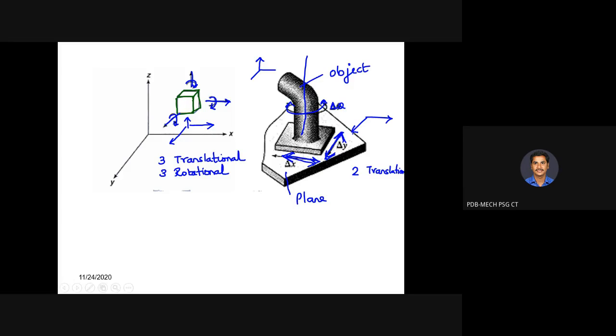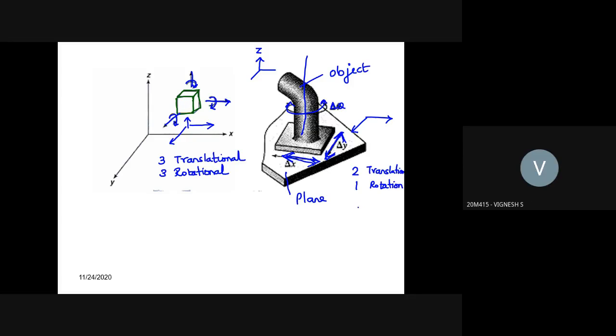அப்படின்னு ரொட்டேட் பண்ணும்போது என்ன ஆகும்? டில்ட் பண்ண வேண்டியது வரும். கண்டிப்பா contact between the object and the plane is going to break. So other two translations are being arrested. So only it is having one rotational about the vertical z axis. So when the object is in plane, it is having only one rotation and two translation. So how many degrees of freedom an object is possessing when it is in plane?